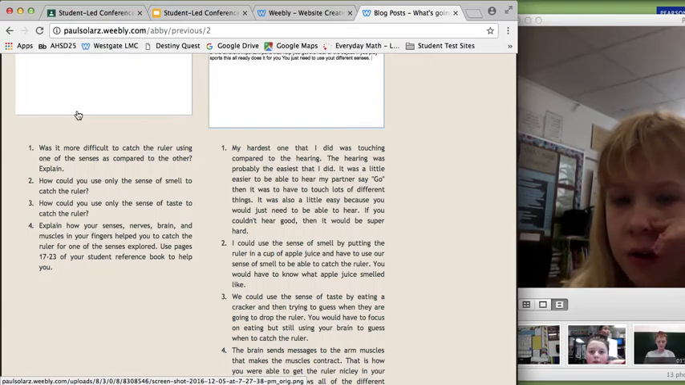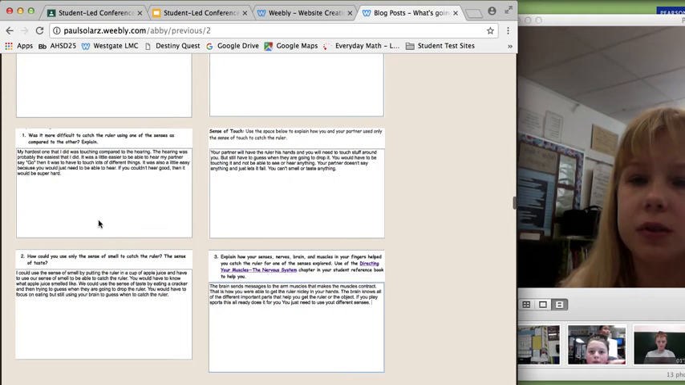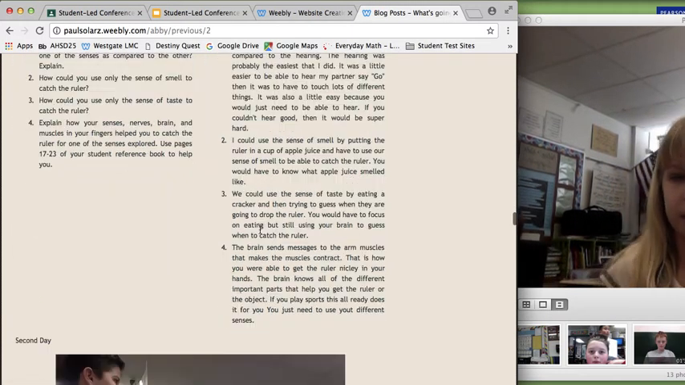How could you use only the sense of smell to catch the ruler? Number 3. How could you use only the sense of taste to catch the ruler? Number 4. Explain how the senses know. So these did it in here, so I just Command C.